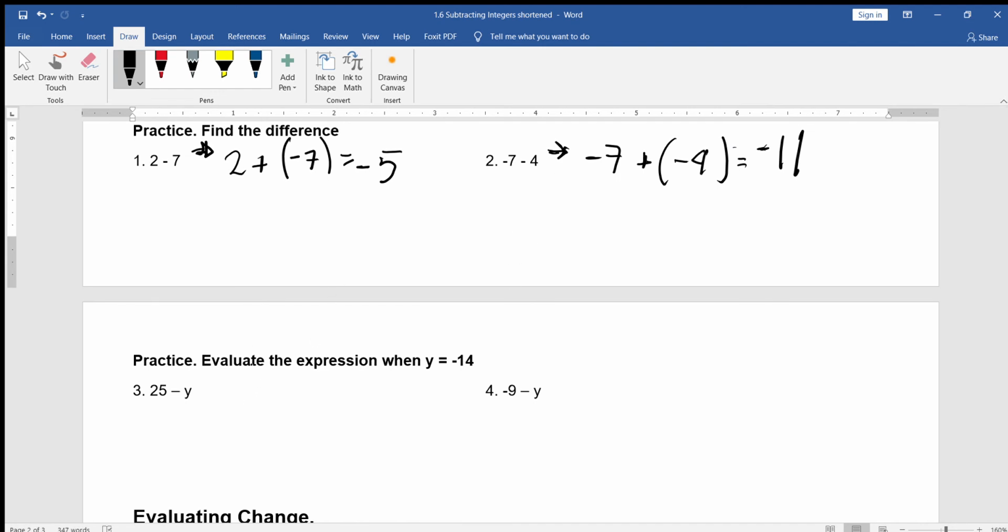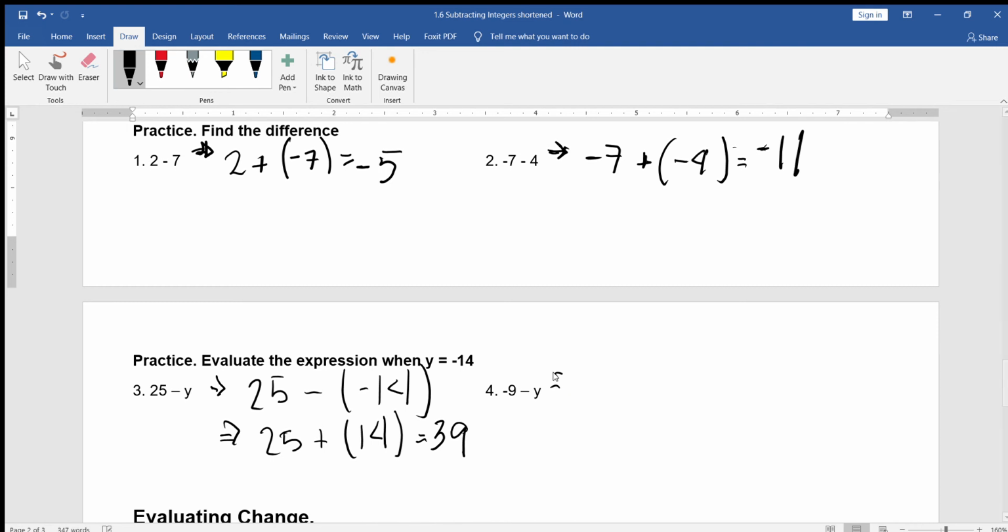Last practice. 25 minus y. First thing first, rewrite the expression. 25 minus negative 14. And then we're going to change this into an addition problem. 25 plus 14. And what is 25 plus 14? That is simply 39.